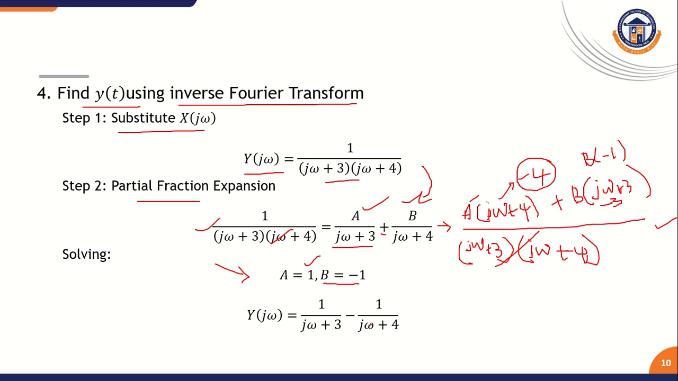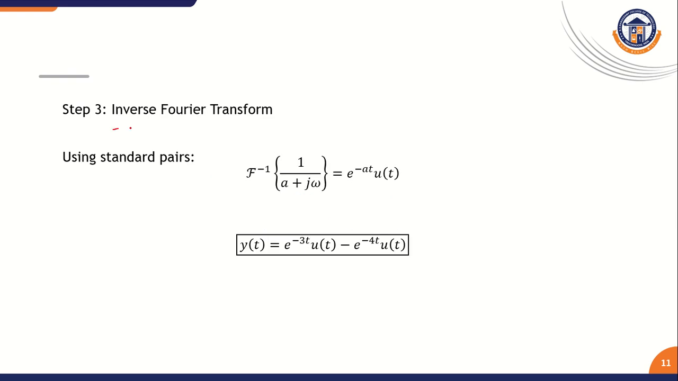Once we have the a value and b value, we substitute them in this equation. So we can find the answer: Y of j omega equal to 1 divided by j omega plus 3, minus, since b value equal to minus 1, 1 divided by j omega plus 4. Once we apply the partial fraction expansion, we convert it into capital Y of j omega like this. After this, we want to take the inverse Fourier transform using standard pairs.